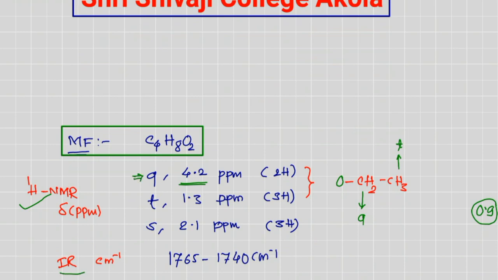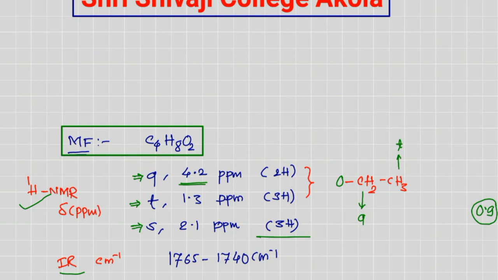The first signal is a quartet at 4.2 delta ppm due to 2 hydrogens. The second signal is a triplet at 1.3 ppm due to 3 hydrogens, and the third signal is a singlet at 2.1 delta ppm due to 3 hydrogens. These are the three different signals. If you count the hydrogens, 2 plus 3 plus 3, you get 8. That means the hydrogens given match the molecular formula.